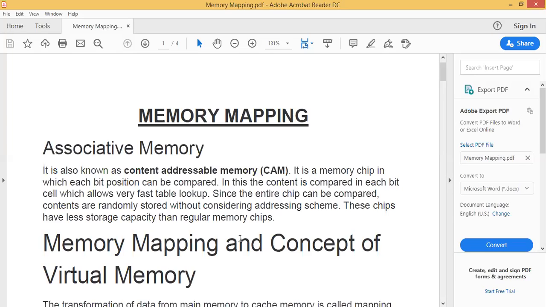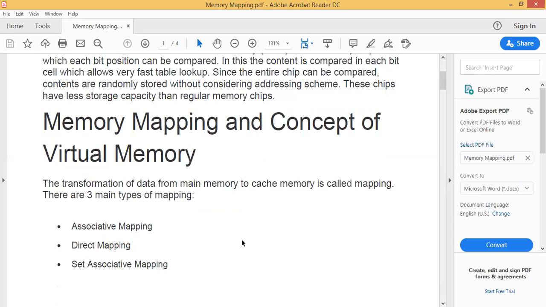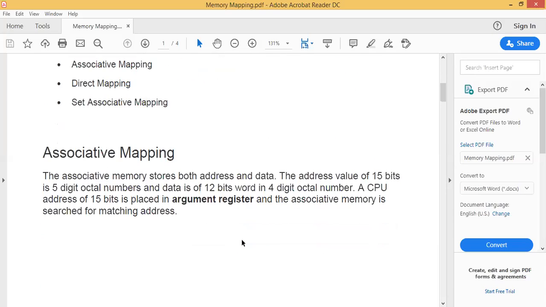Next, I will discuss memory mapping and the concept of virtual memory. There are three types of memory mapping in cache memory: associative mapping, direct mapping, and set associative mapping. Before discussing memory mapping, what is mapping? Mapping means transformation of data from main memory to cache memory. So first, I will discuss associative mapping.